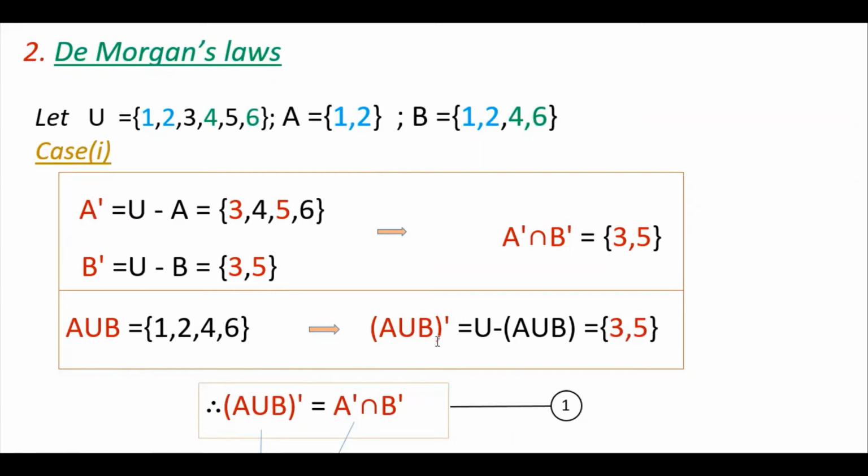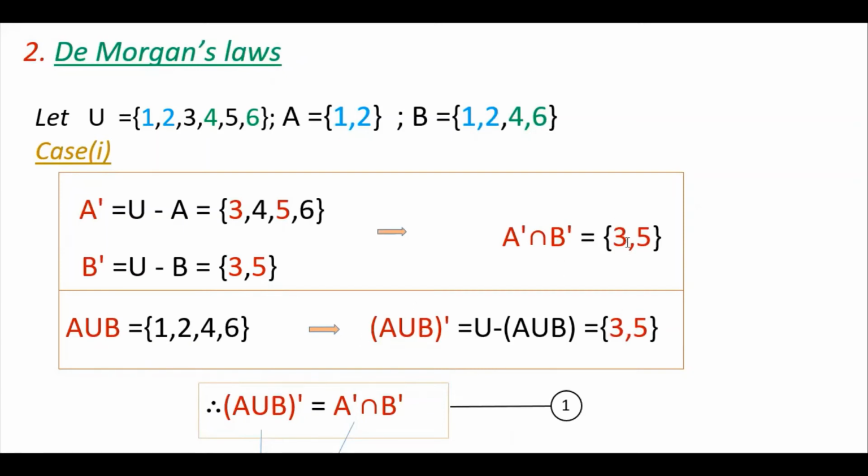And if you find the complement of this A union B, that is U minus A union B. So you have to remove the elements of A union B from the universal set. Those are 1, 2, 4, 6. Then the remaining are 3, 5. So these are the elements of the complement of A union B.